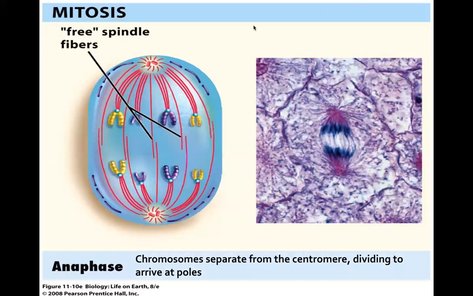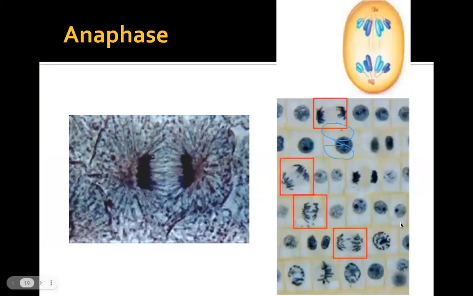So here are some pictures of actual cells going through anaphase. And you can see we're starting to get DNA separated into two distinct piles, two distinct groups ready for our two new cells. Another picture showing you the same thing.